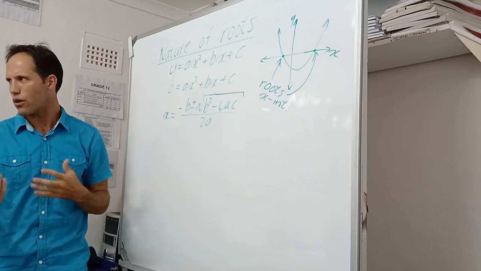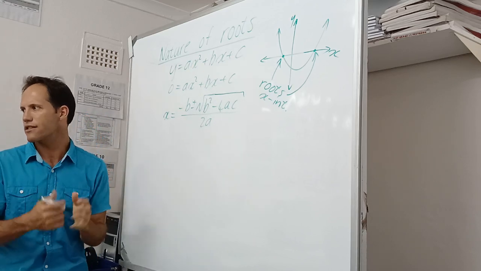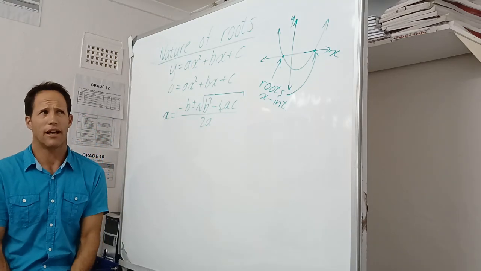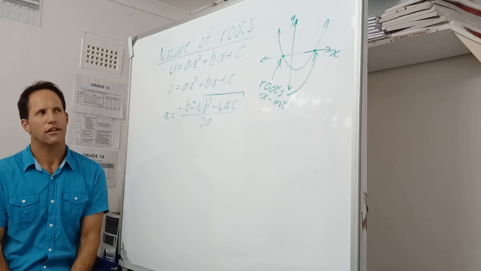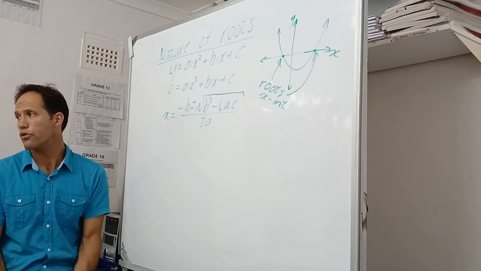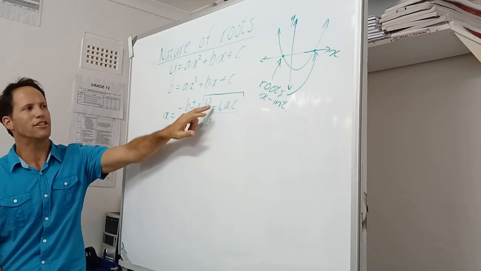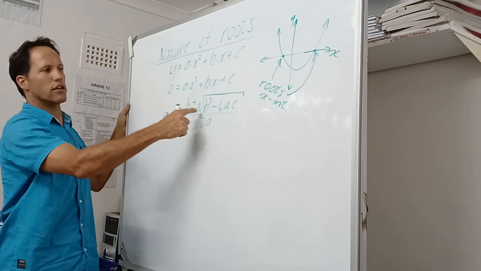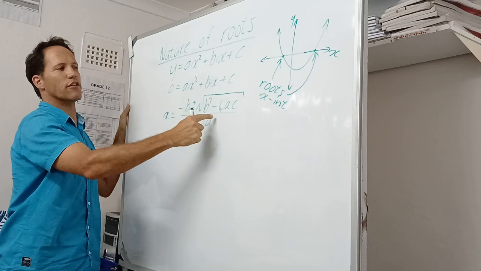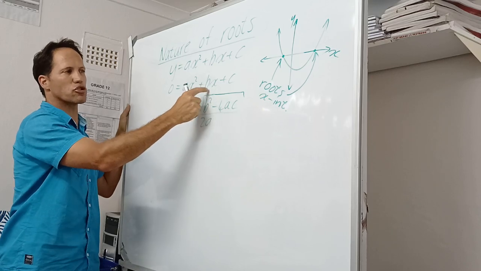So what is nature? It's like, what are they like? What are the x-intercepts like? So what can they be like? They can either be real or non-real. When will they be real? Think about it. If b squared minus 4ac, if this part here is negative, then what happens when you type the square root of a negative?